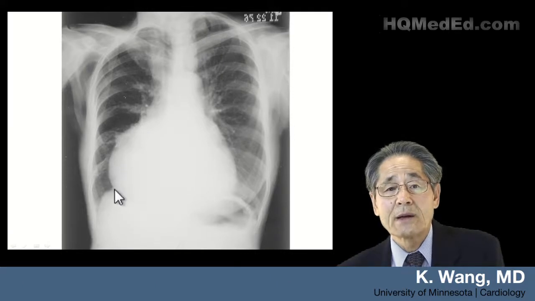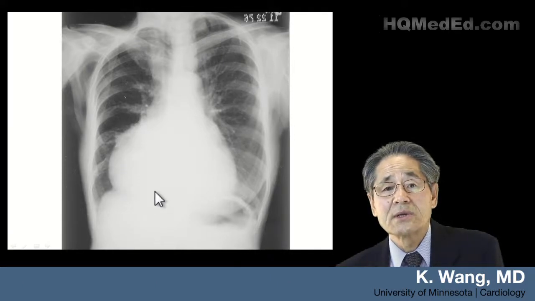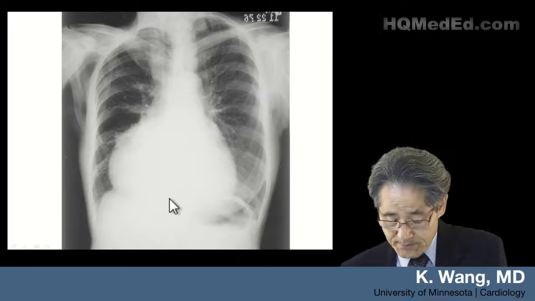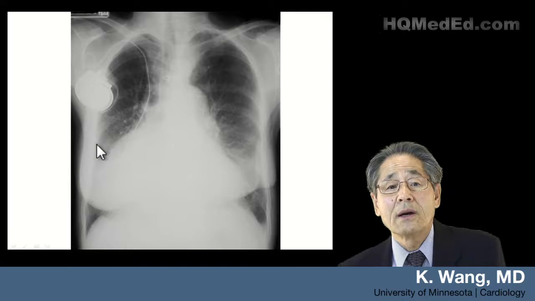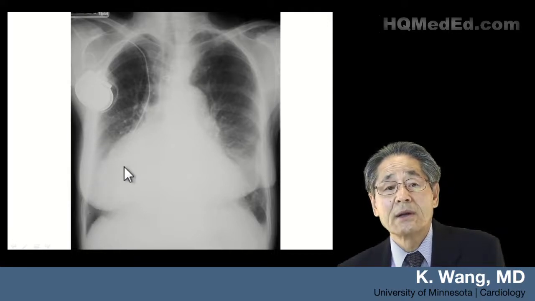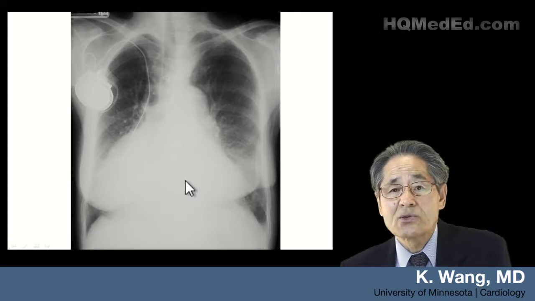Is this a right heart border? Actually, this is an example of a substernal thymoma, looking like an enlarged right atrium. This one is truly a markedly enlarged right atrium. It's literally touching the right chest cage. So markedly enlarged right atrium. This patient must have a severe tricuspid regurgitation from whatever cause.